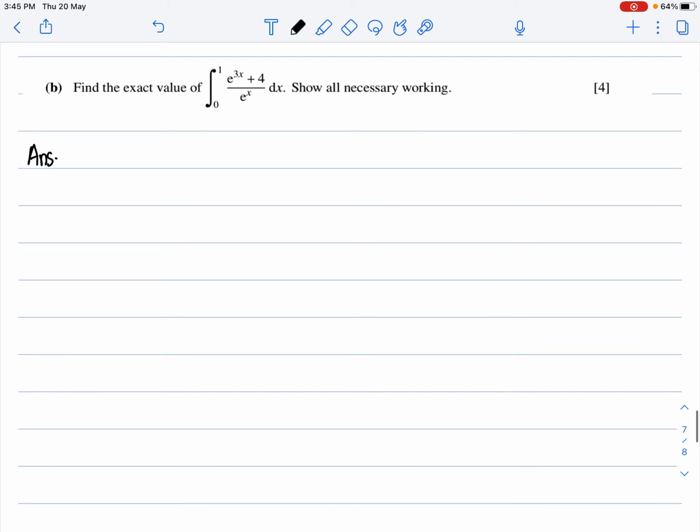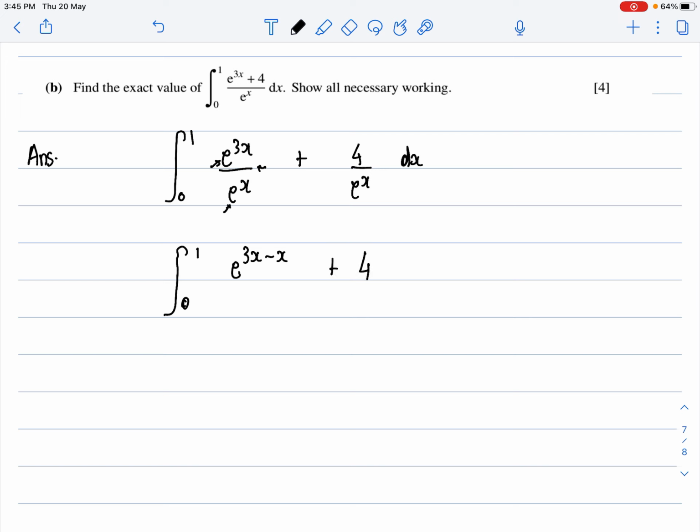Now find the exact value of this. I can write this as e raised to 3x over e raised to x, plus 4 over e raised to x, dx. Now I can use simple indices and write this as e raised to 3x minus x, because in division the bases are same. And I can write the other term as 4 into e raised to minus x.